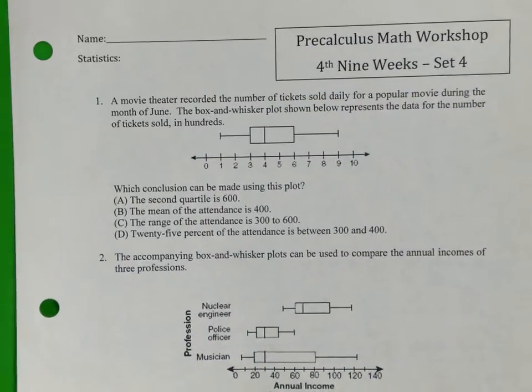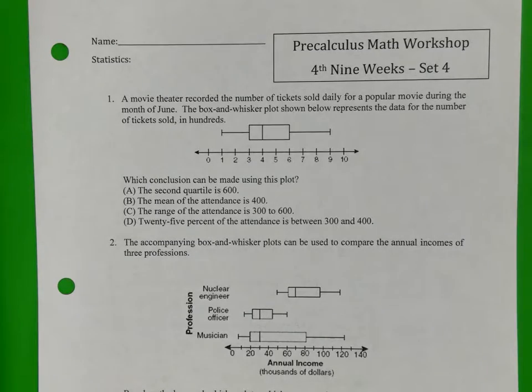We're looking at Math Workshop Set 4. It says, a movie theater recorded the number of tickets sold daily for a popular movie during the month of June. The box and whisker plot shown below represents the data for the number of tickets sold in hundreds. I want you to take a moment to look at that question for just a second. Alright, so it says, which conclusion can be made using the plot?